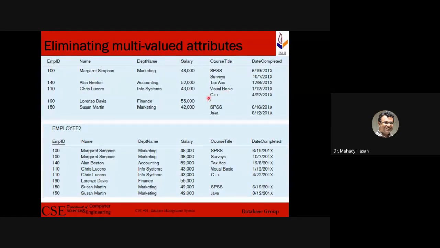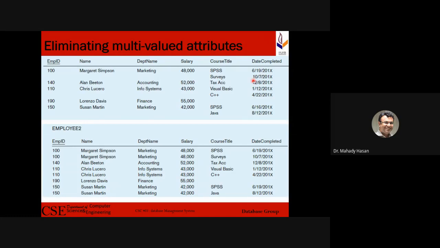If we have similar type of cases, for example, here we can see Chris already has completed 2 courses. One is Visual Basic, another is C++. Susan already has completed 2 courses. One is on SPSS, another is on Java. Okay, so these are the cases where we are having multiple attributes, but in form of repeating group. Why is it a repeating group? Because it is not only one thing that has been repeated. It is basically multiple course titles, and date completed is also multiple, and they are related. Which course has been completed when, that is explained by date completed. That's why we are saying this is on top of multivalued attribute. We can consider that as repeating group.